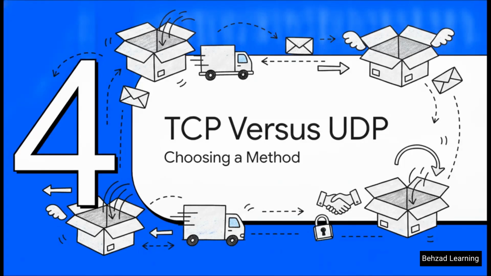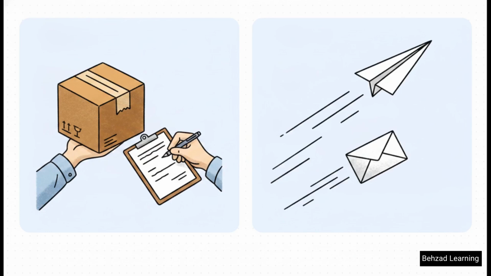Section 4, TCP versus UDP. Let's compare those two primary shipping methods. Think of TCP like certified mail with return receipts. It's highly reliable, but it definitely takes more effort and overhead. UDP, on the other hand, is standard mail. It's blazing fast, making it perfect for real-time data like voice or video.